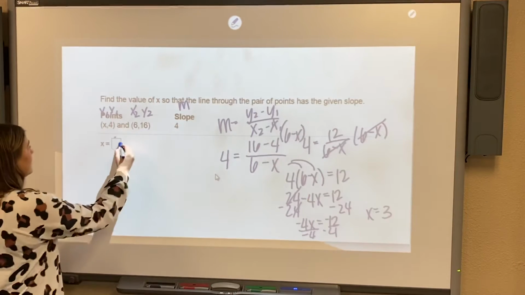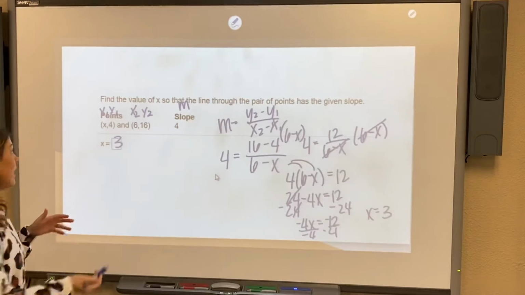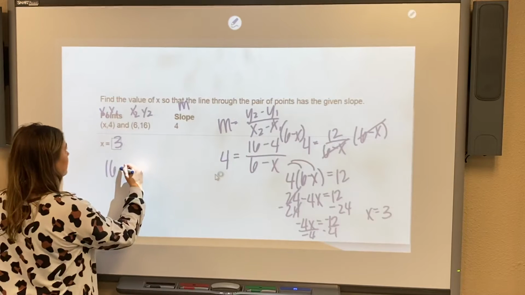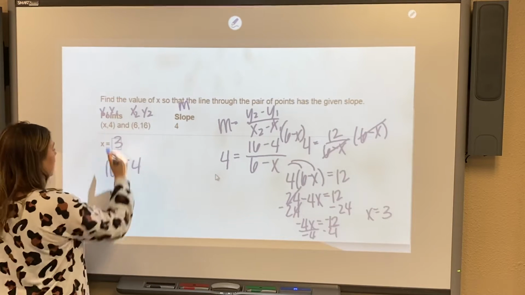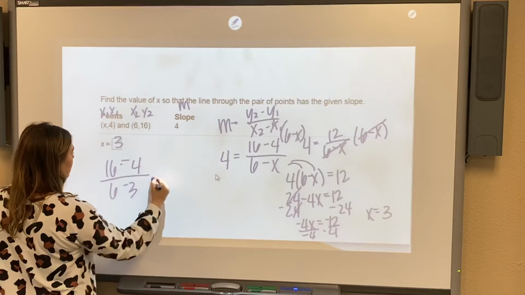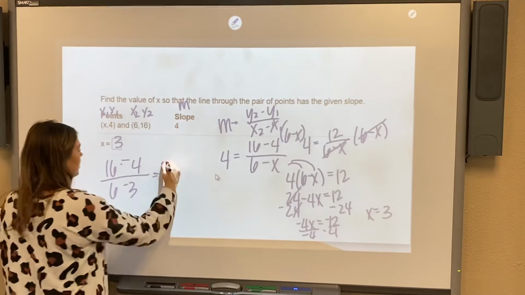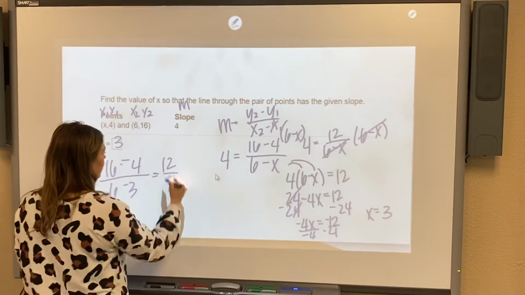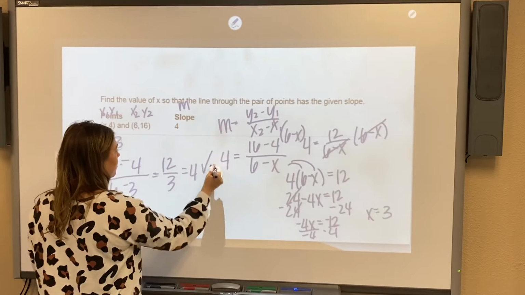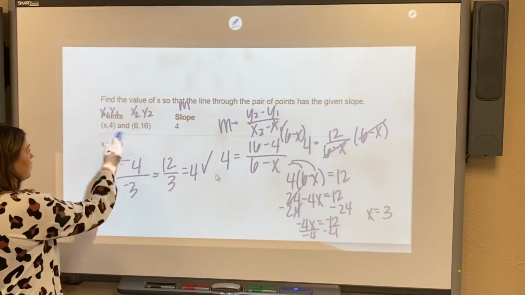So here our x is 3. And if you wanted to try this out to check it, 16 minus 4 over 6 minus 3. Okay, well, 16 minus 4 is 12. 6 minus 3 is 3. 12 divided by 3 is equal to 4. We got it. Cool. So 3 is our answer.